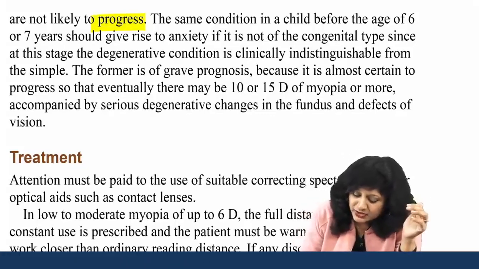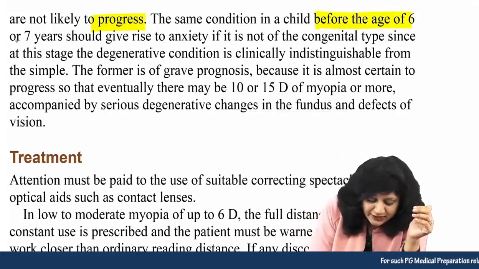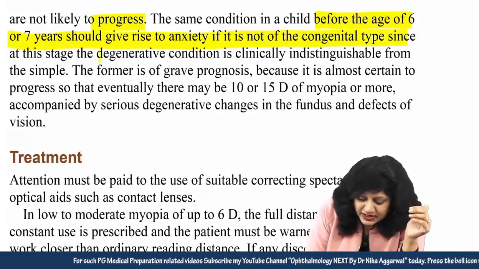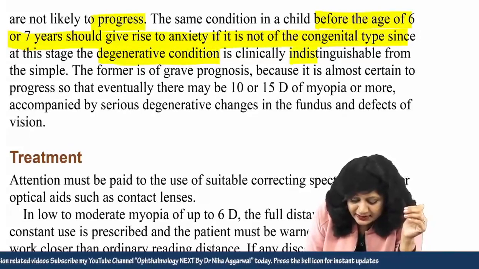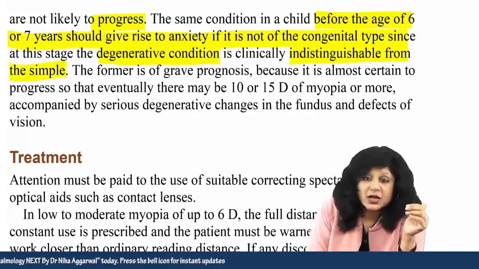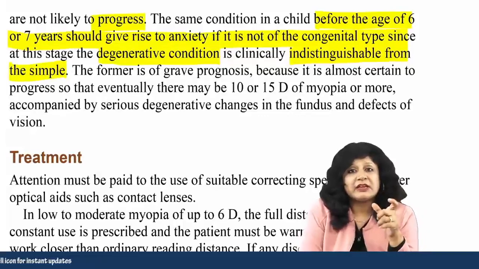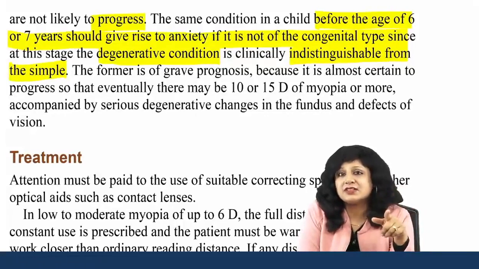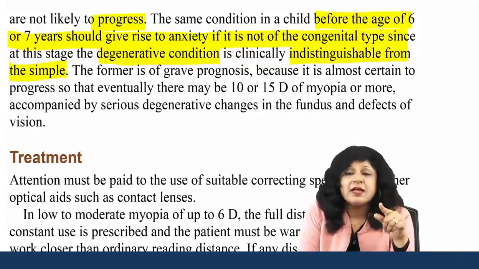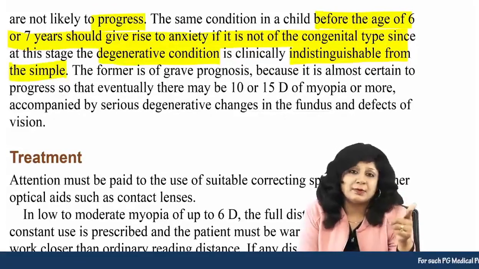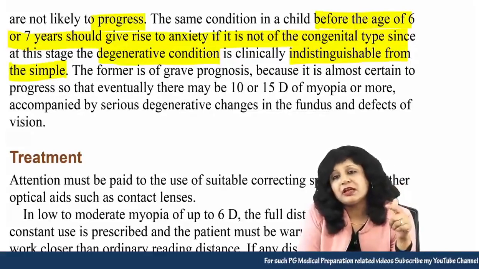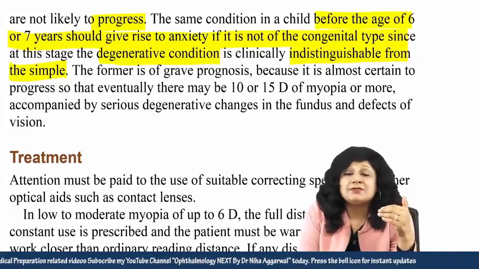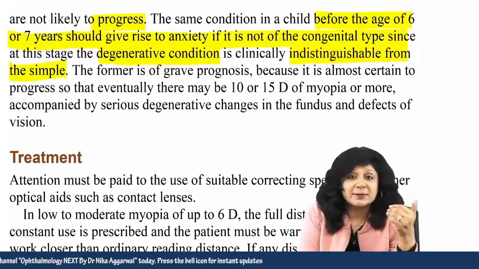The same condition in a child before the age of 6 or 7 years gives rise to anxiety if it is not of congenital type, since at this stage the degenerative condition is clinically indistinguishable from the simple. So one important thing is that whenever you are having myopia in a child less than 6 to 7 years, that is an alarming button. Now why? Most of the time these children should be hypermetropic, because at the time of birth they are hypermetropic and their undercorrection may lead to hypermetropia. But if they are having myopia, that means there is some problem there.